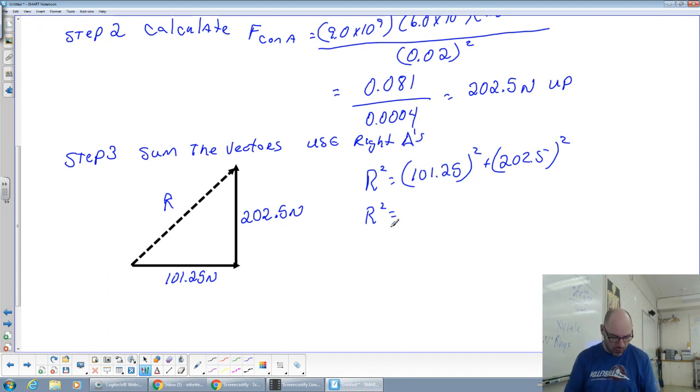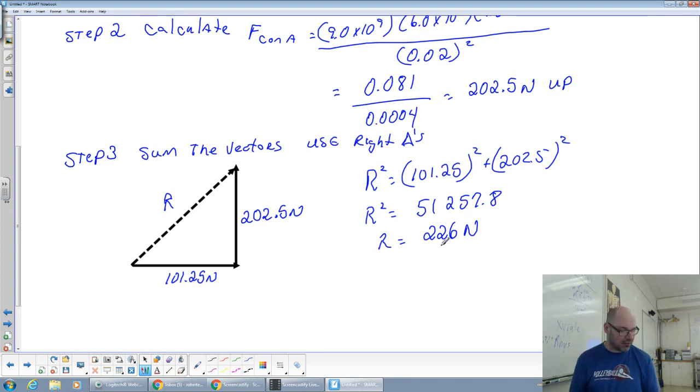So we take out 101.25 squared plus 202.5 squared, and we get a total of 51,257.8. Okay, and then we square root it to get 226 newtons.